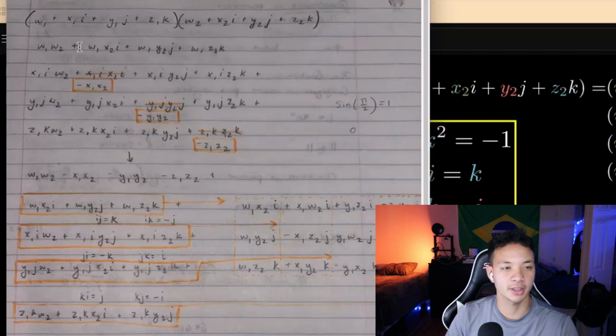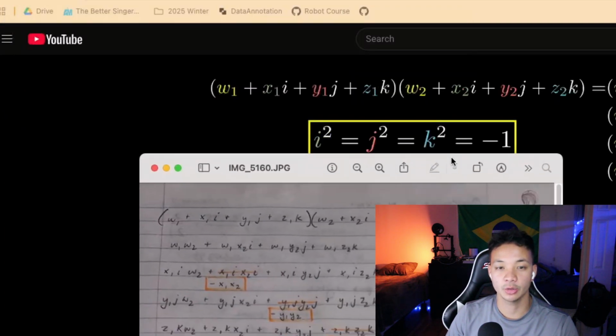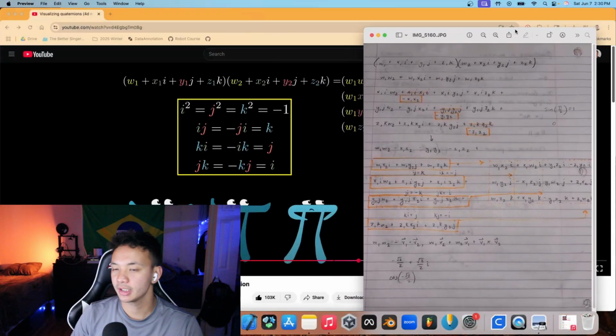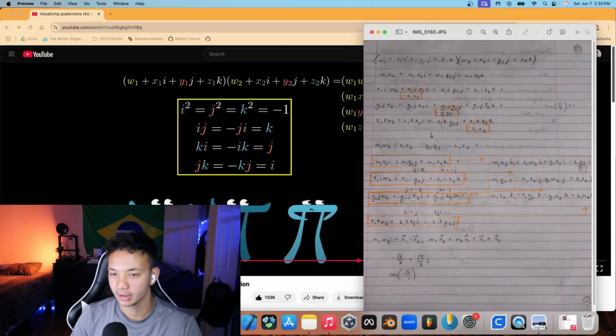So then what I first did is I remembered, okay, i times i, j times j, k times k, from our equalities here, equal -1. So these equal -1, so I took out the i's, j's, and k's, and then I rewrote them here. So that's our first part right here. And then if you look through all the rules, you'll see, for instance, this first one right here, x1i, y2j is x1 y2, i times j is equal to k.